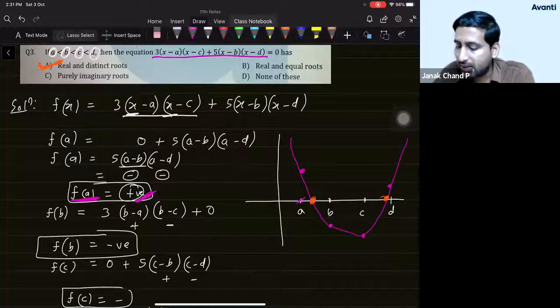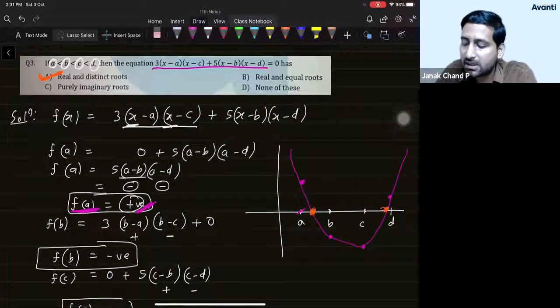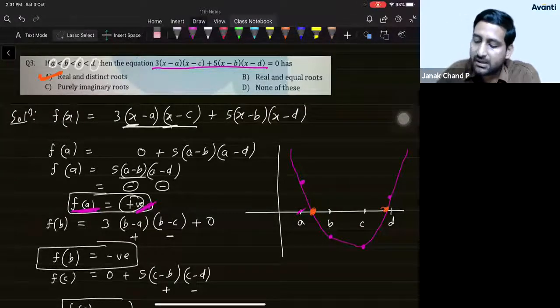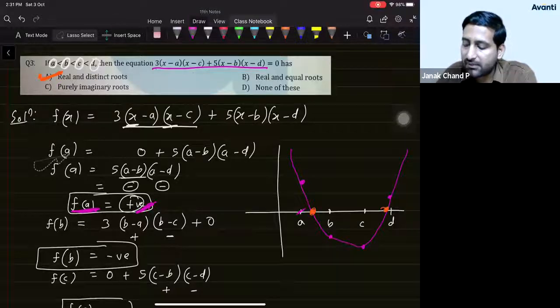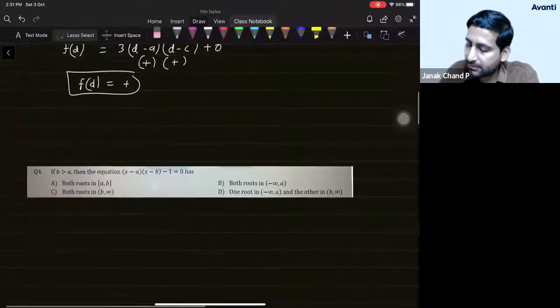Okay, fine, students. I hope that you understood this question, right? Even though there were 4 unknowns A, B, C, D, whose numerical values we did not know, still just by the relative information like A is lesser than B is lesser than C is lesser than D, just by calculating the functional values, we got the conclusion. So I hope everyone understood. Let us go on to the next question. Try this.